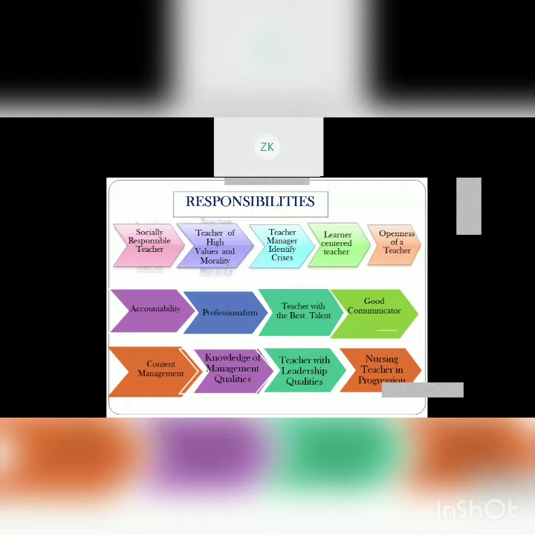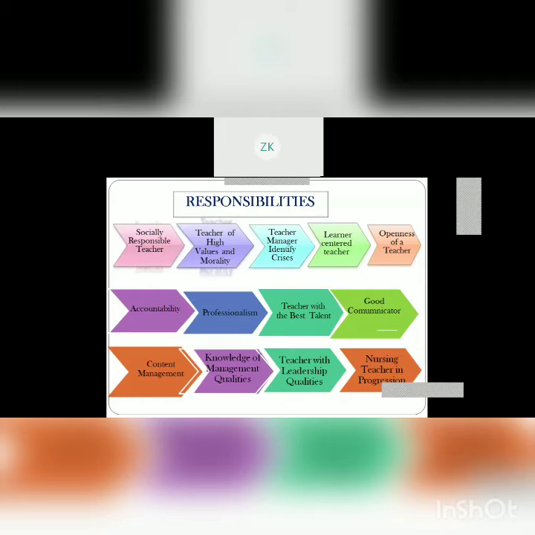When we talk about value, it means being worth it, being useful, and following certain principles. And when we talk about morality, it means correctness and virtue. So a teacher should possess value and morality. And then teacher manager identifies crises in terms of the environment, in terms of the teaching environment, and in terms of the student.